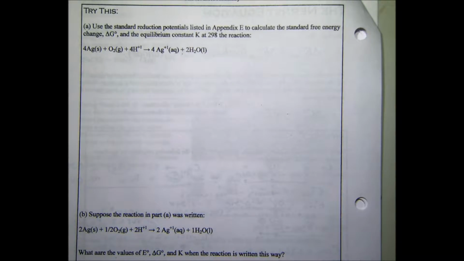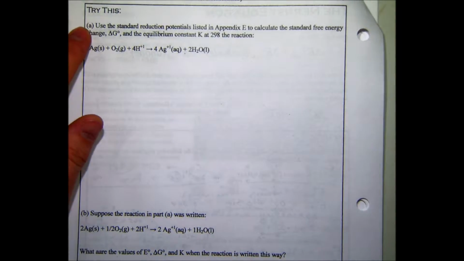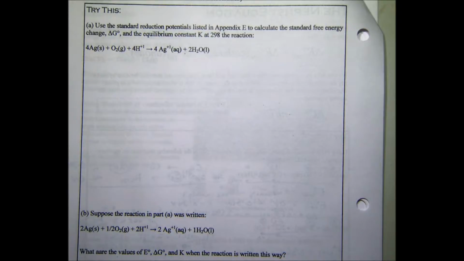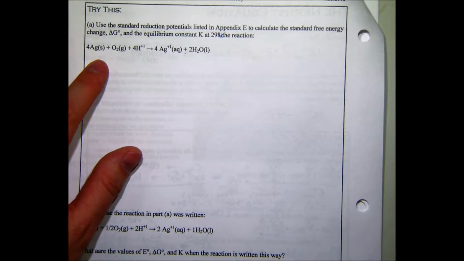So now we are ready to use the Nernst equation to determine exactly what the cell potential will be using various situations. It says, use the standard reduction potentials listed in Appendix E to calculate the standard free energy change, delta G, and the equilibrium constant at 298. We're going to assume that's 298 K. For the reaction 4 Ag plus oxygen plus 4 moles of hydrogen ion, producing 4 moles of silver ion and 2 moles of water. So we start by determining the half reactions, and that means oxidation numbers.